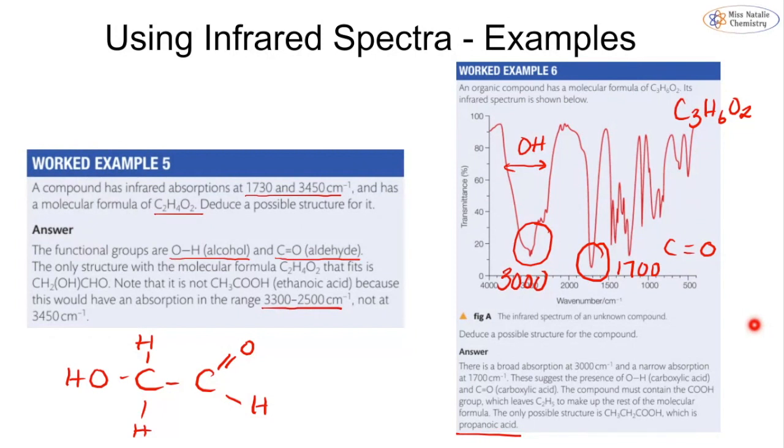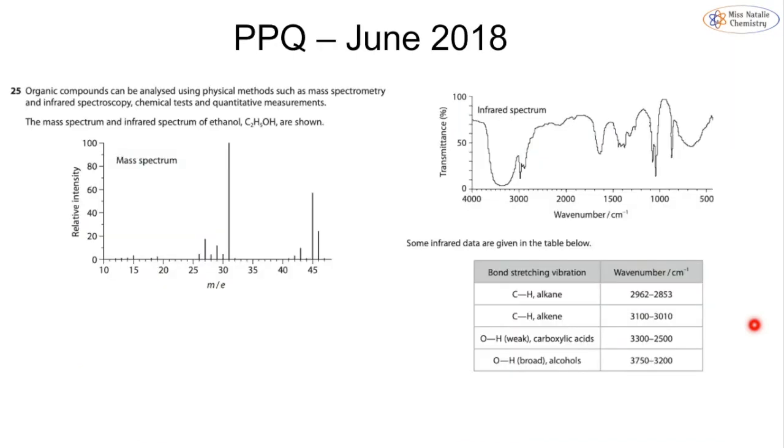Hopefully these worked examples are making sense, but let's have a look at a past paper question to give us some information about what type of question that we're going to see. This is from the June 2018 paper, and we are given organic compounds that have been analysed using physical methods like mass spectrometry and infrared. There are other parts of this question that are about chemical tests and quantitative measurements, but we're only going to focus on the spectroscopy.